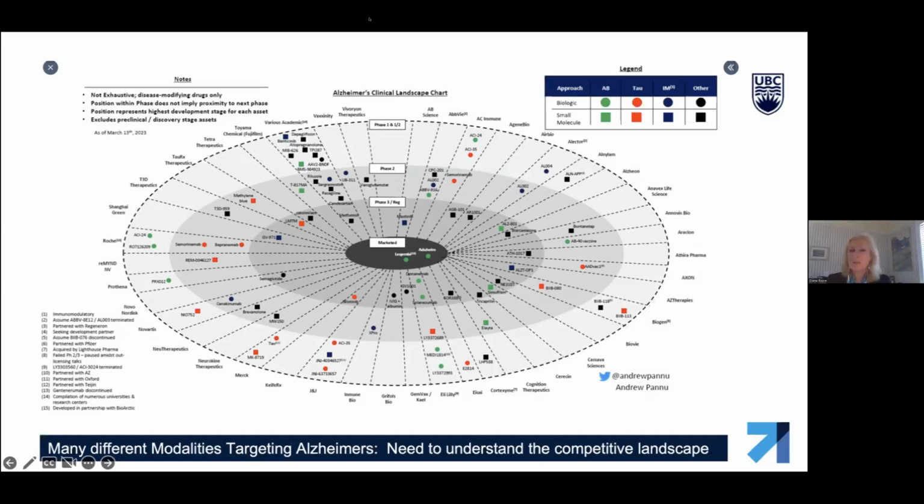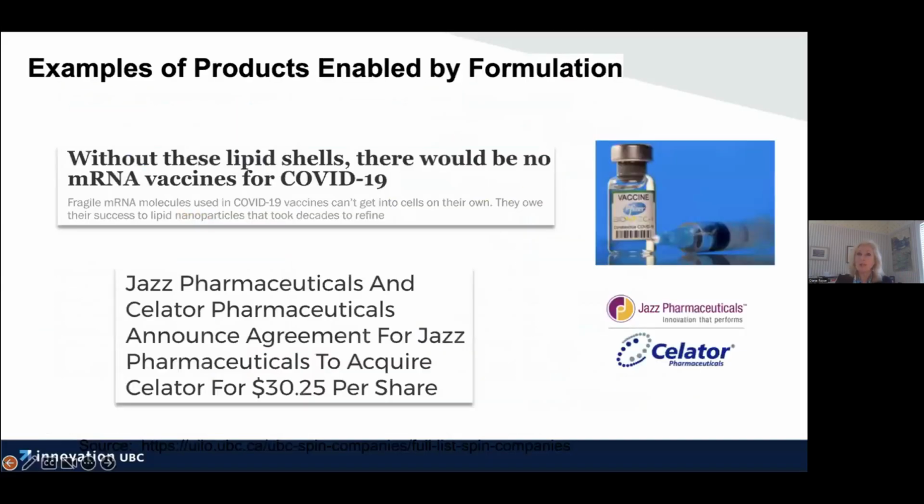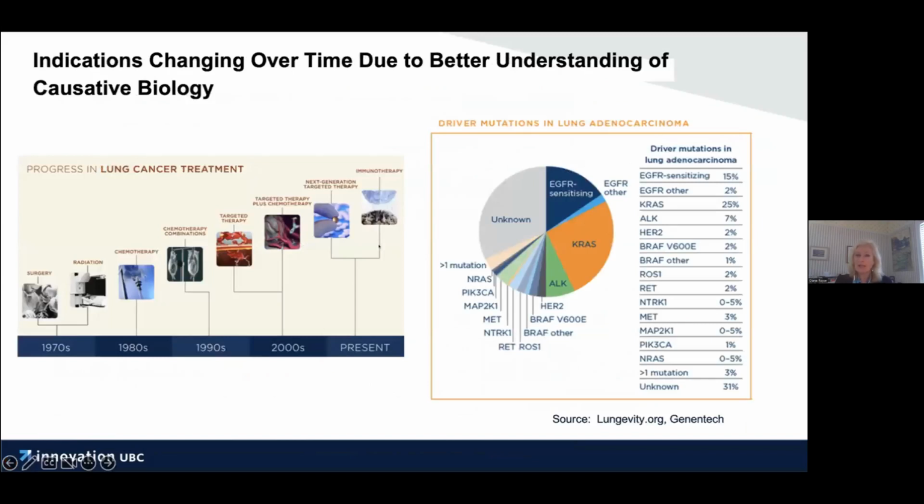Thank you. Marshall, any other questions? No other questions at present. So Jonathan, at one point in your talk, you said indications change over time due to better understanding of causative biology. So in terms of the TPP and the landscape assessment, how frequently do you recommend that companies update this? Is this something you should do annually, or what's the schedule for keeping this relevant and current?